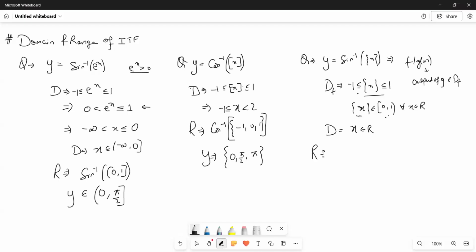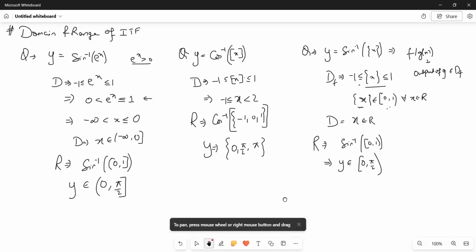Okay, for the range, we apply the range restriction. This will be like sine inverse of a number lying between 0 to 1, which would imply y belongs to sine inverse 0, which is 0, and sine inverse 1, pi by 2. So 0 is a closed interval, pi by 2 is an open interval. Yeah, fairly easy questions, simple questions.